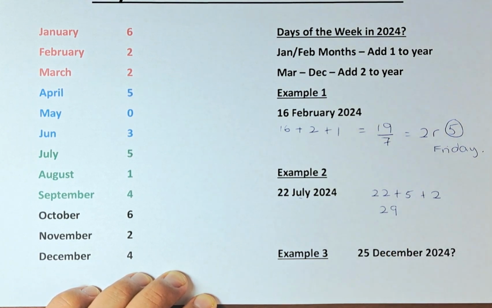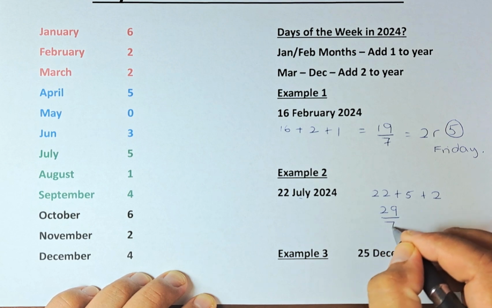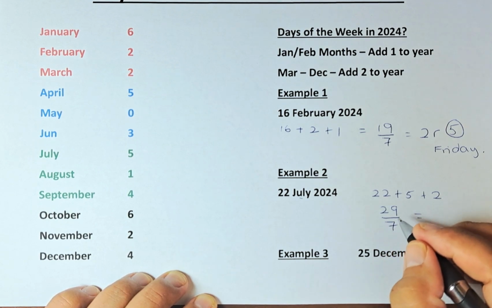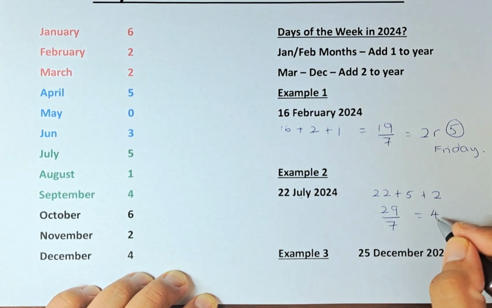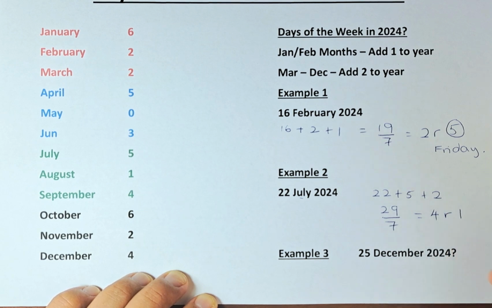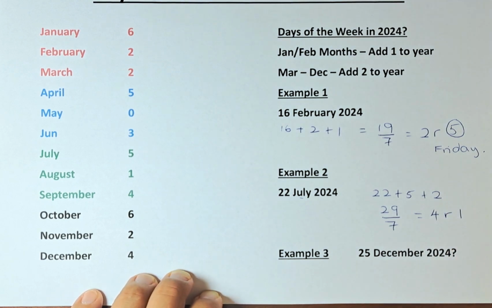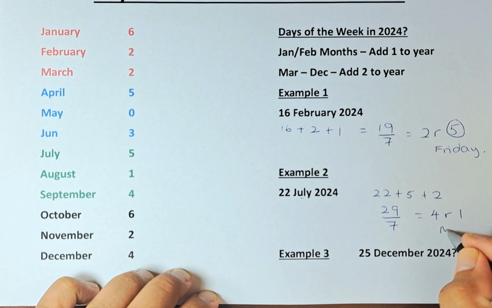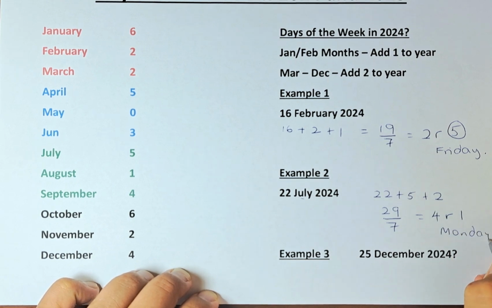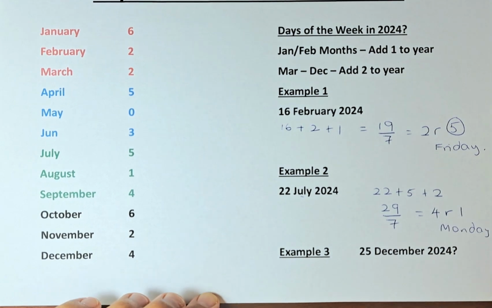So 22 plus 5 plus 2 gives you 29. Again, we divide by 7 because there are 7 days in a week. 29 divided by 7 is 4, 4 times 7 is 28, remainder 1. So 1 means the 22nd of July is going to be a Monday.